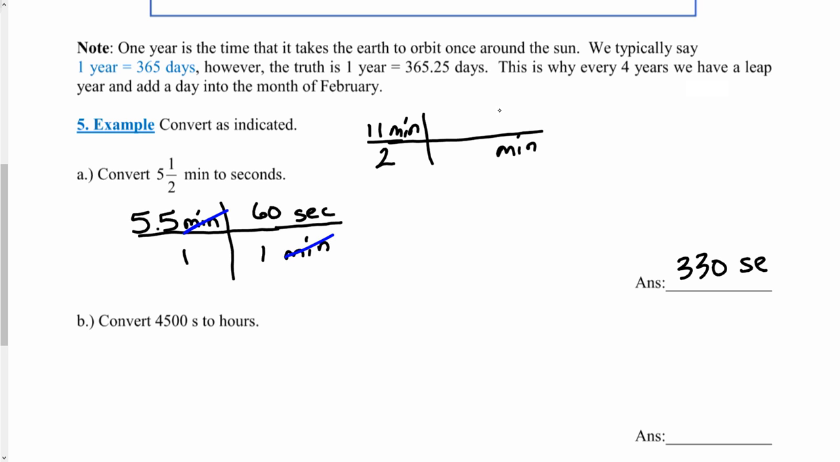Now, if you were going to do it this way, we would do everything exactly the same. Minutes on bottom, seconds on top, 60 seconds over 1 minute. And then the only other thing I would do here is I would probably cancel 2 times 60 to make 30. And 30 times 11 then is 330. 330 seconds, that is.